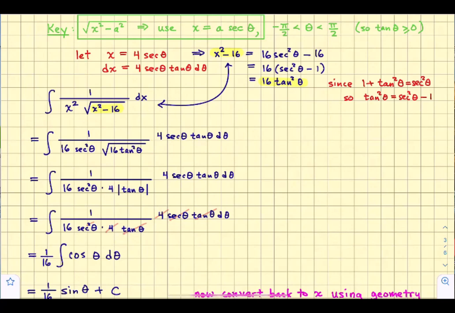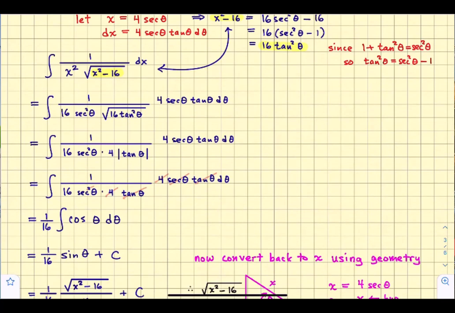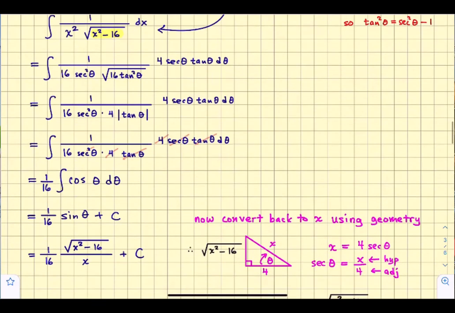We can then cancel this tangent of theta with this tangent of theta, cancel one of these factors of secant, cancel the 4's, and when all of the algebra dust settles, we have 1/16 times 1 over secant theta d theta. That's the reciprocal of secant theta, which is also known as cosine theta. That's a very straightforward integral. We get 1/16 sine theta plus C.